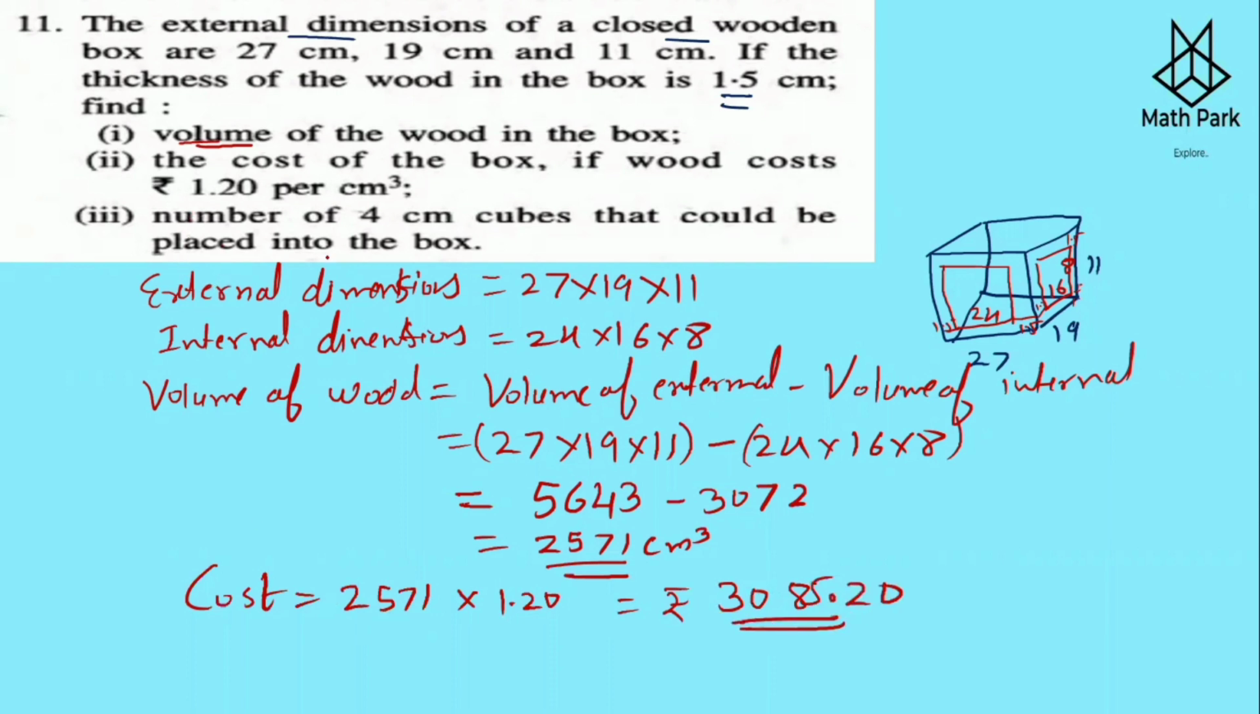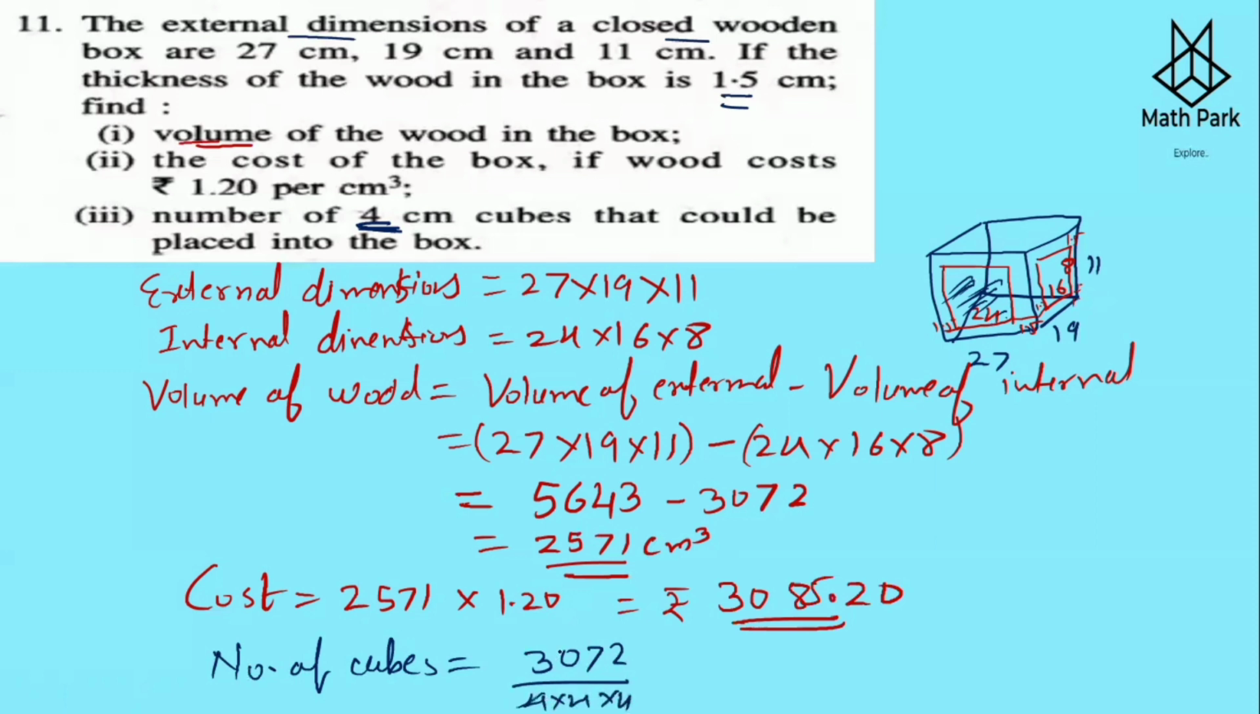Now you are asked to find the number of cubes. So how many cubes will be fitting over here? The number of cubes is going to be the internal volume, how much the cubes are going to be placed here, divided by the volume of each cube, the edge of which is 4 centimeters.